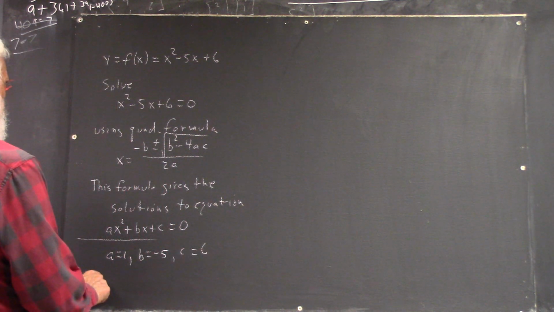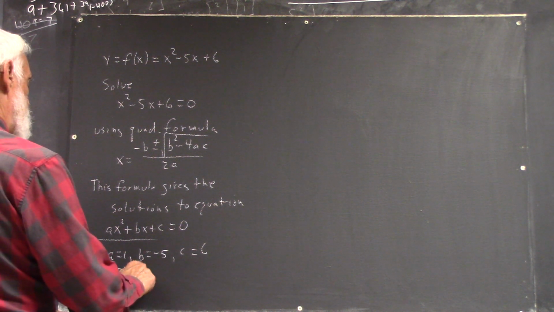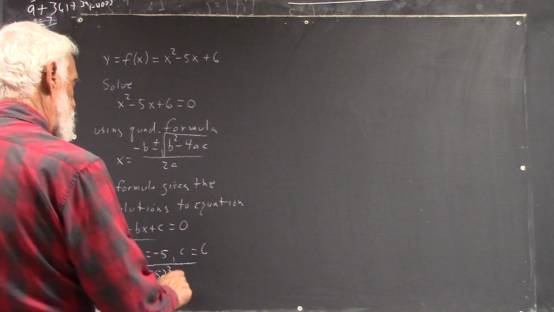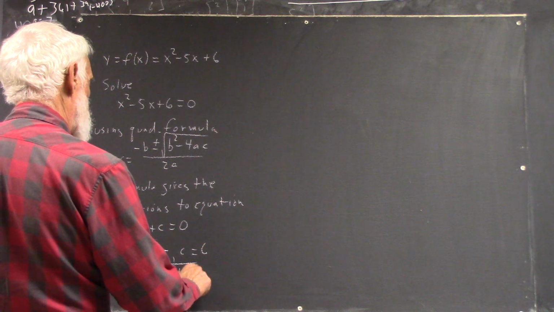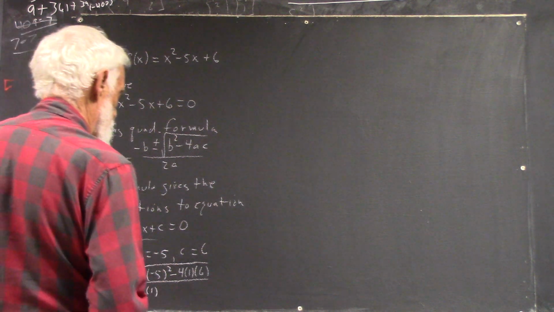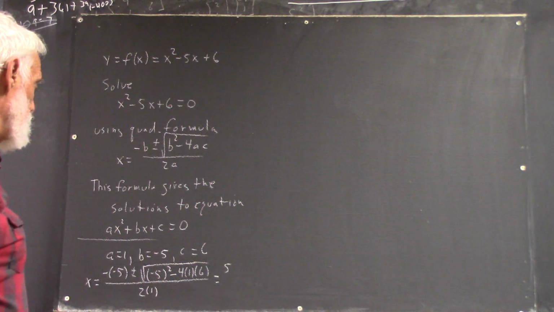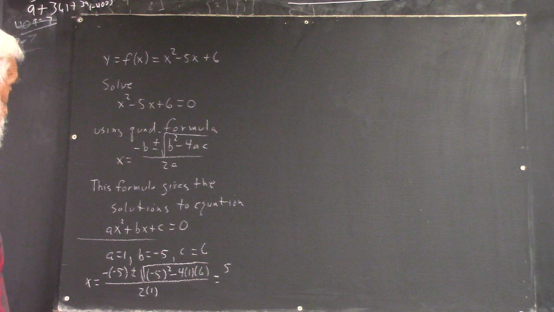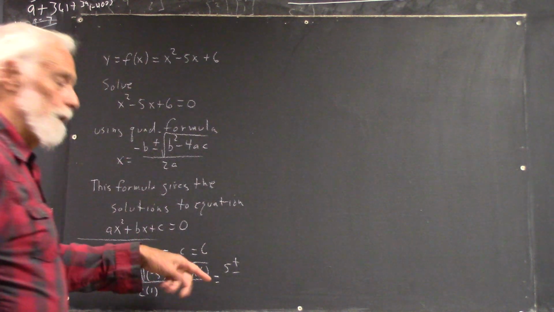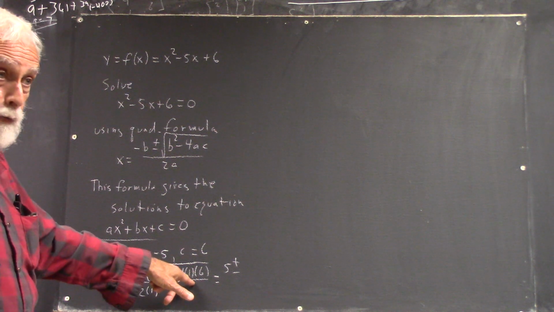So you get x equals negative b, which is negative of negative 5, plus or minus the square root of negative 5 squared minus 4 times 1 times 6, over 2 times 1, and that equals negative of negative 5, which is 5. And then you're going to have plus or minus. Well, what's in here, and everybody simplified it correctly, simplifies down to 1. You get 25 minus 24.